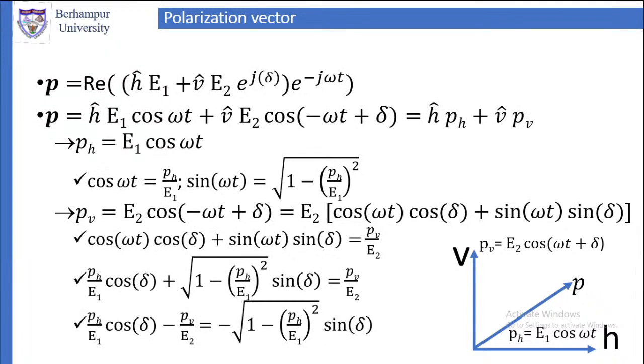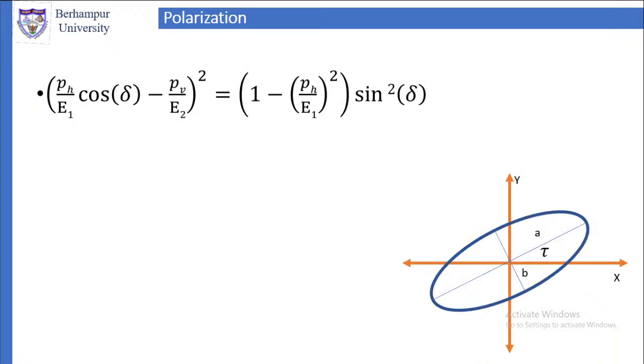Now what we will do is take the square root term to one side, all other terms to the other side. If we do that, this equation becomes pH by E1 cos delta minus PV by E2, that we have taken from the right hand side to the left hand side. On the right hand side it was PV by E2, on the left hand side it becomes minus PV by E2. That will be equal to the square root term, which was plus on the left hand side, that we take to the right hand side. So that will be equal to minus square root of 1 minus pH square by E1 square into sin delta.